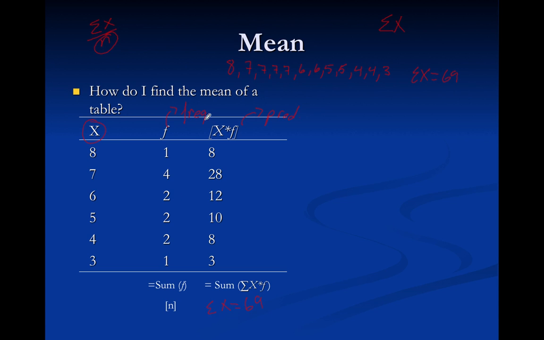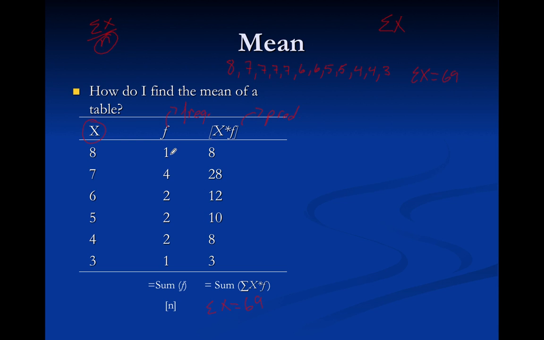Now, why would I want to do that and that will give me n? Because remember, this column here is telling me the frequency of occurrence of each value in my data set. So in other words, 8 occurred once, 7 occurred 4 times, 6 2 times, 5 2 times, 4 2 times, and 3 1 time. So in other words, all I have to do here is just add up all these numbers and that'll give me my sample size because I'm not missing any numbers in my data set.